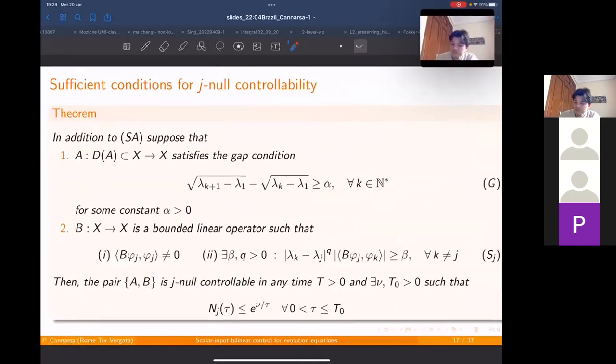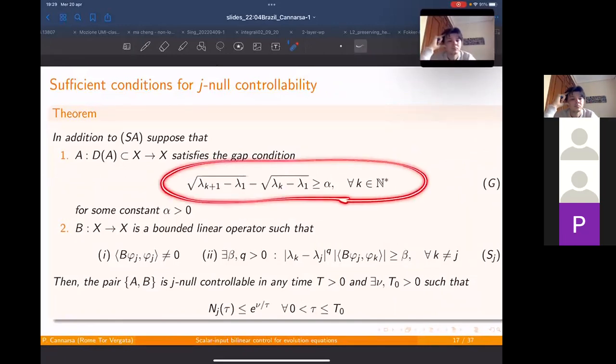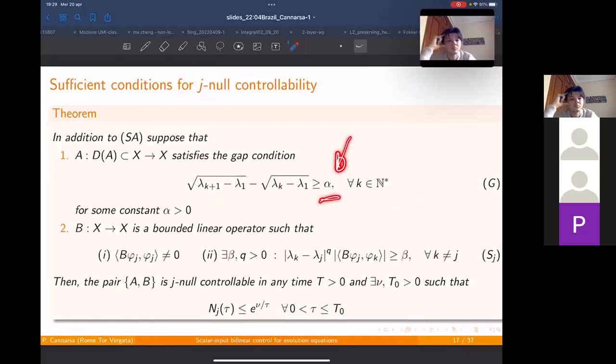And they are essentially of two kinds, one on A and one on B. The condition on A is a sort of gap condition. So we need a uniform gap condition for the square root of the eigenvalues. Now I am subtracting lambda 1 because we allow a finite number of eigenvalues to be negative. But this condition means that the difference of the square roots is bounded below by a uniform positive constant, alpha. And then a condition on B, which is sort of a spreading condition.